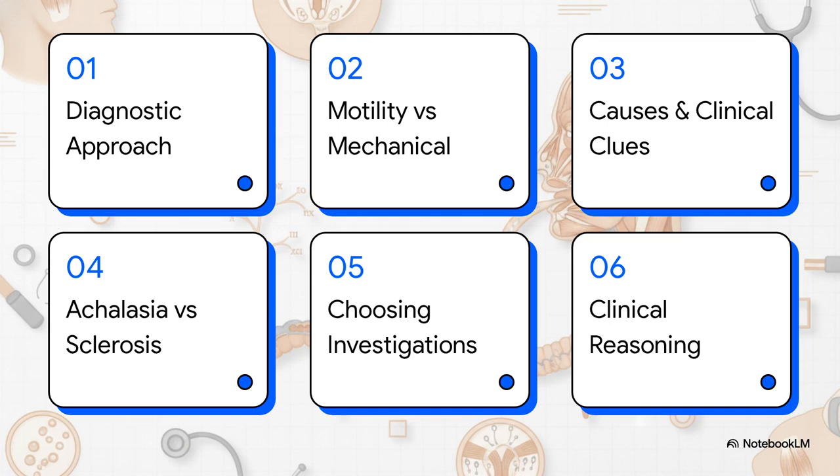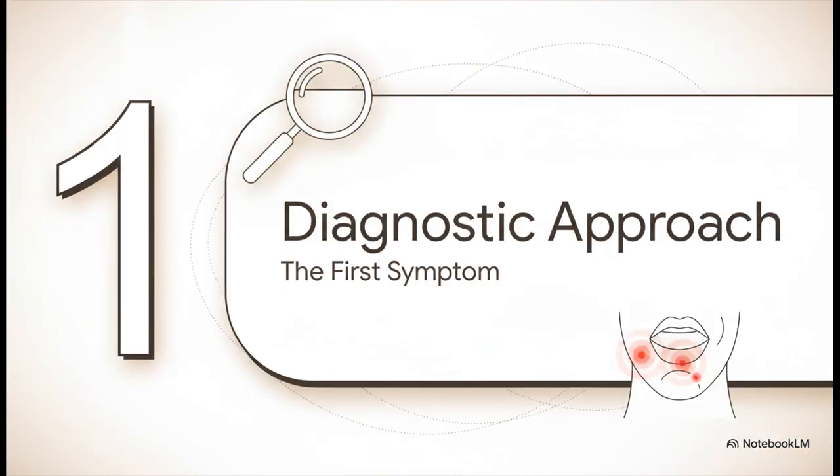Here's our roadmap for today. We'll cover the diagnostic approach, motility versus mechanical obstruction, causes and clues, compare achalasia and systemic sclerosis, choose the right investigations, and finally wrap it up with our clinical reasoning framework. Let's dive right in. Section 1.